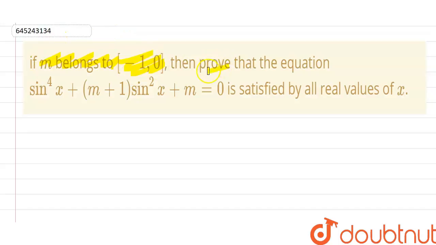Okay, so the given question here is: if m belongs to the interval -1 to 0, then we have to prove that the equation sin^4 x + (m+1) sin^2 x + m = 0 is satisfied by all real values of x.